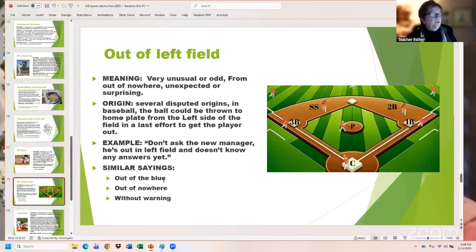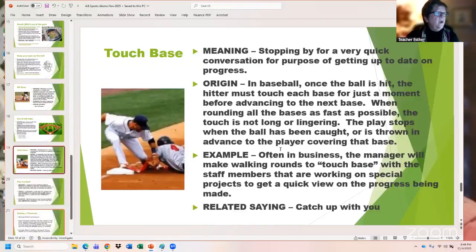So out of the blue, so it could be, out of the blue. Sometimes when you're looking into the sky without your sunglasses, something can fall, quote unquote, out of the blue, out of nowhere, without warning. So that alludes to the coming out of left field. So that's again back to the baseball diagram, and this would be left field. Okay, the next one, and this one is extremely popular.